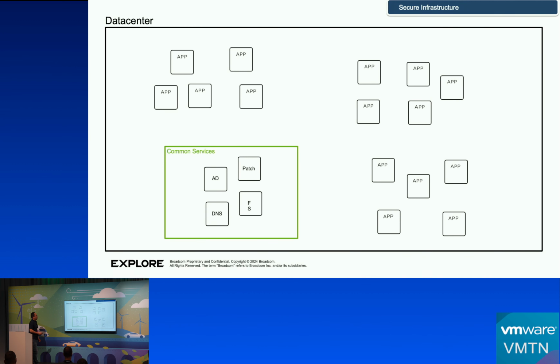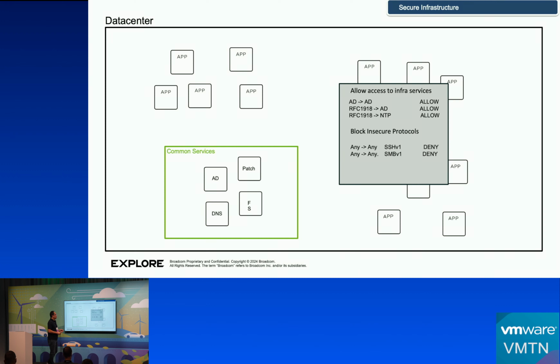The second step, from an infrastructure perspective, is that I want to start with creating some high-level policies as part of macro segmentation. For example, I want ADs to be able to talk to ADs. I want my private subnets, with like the 10 dot range, to reach out to the NTP server in the common services zone.